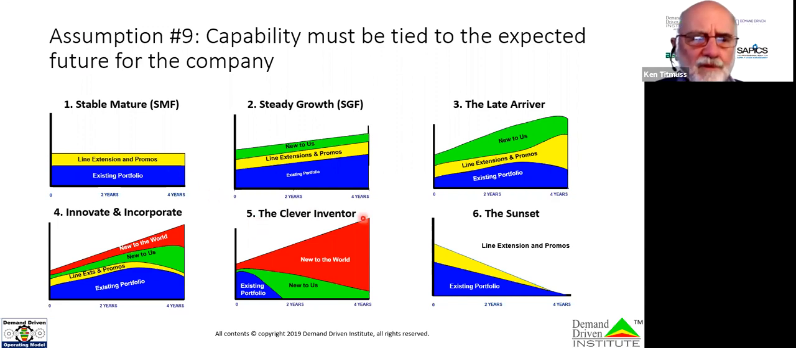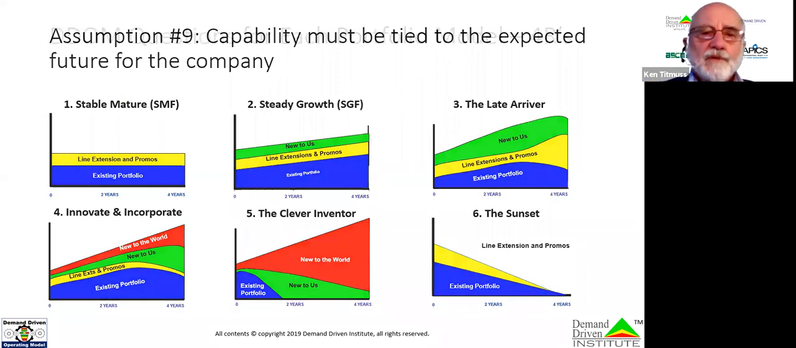Or are you a clever innovator down here where your existing portfolio is going to be taken out within 2 years and new stuff's coming out here? This is the iPhone type of scenario, the Apple type scenario. Or are you sunset where you're just totally dying and going to phase out? So we need to understand the future of our company, capability of our company to be able to determine a few things here.